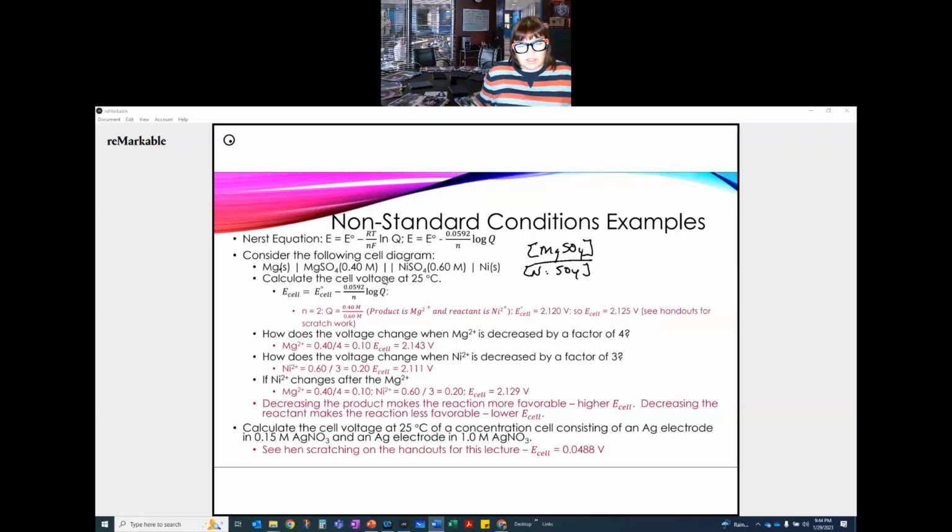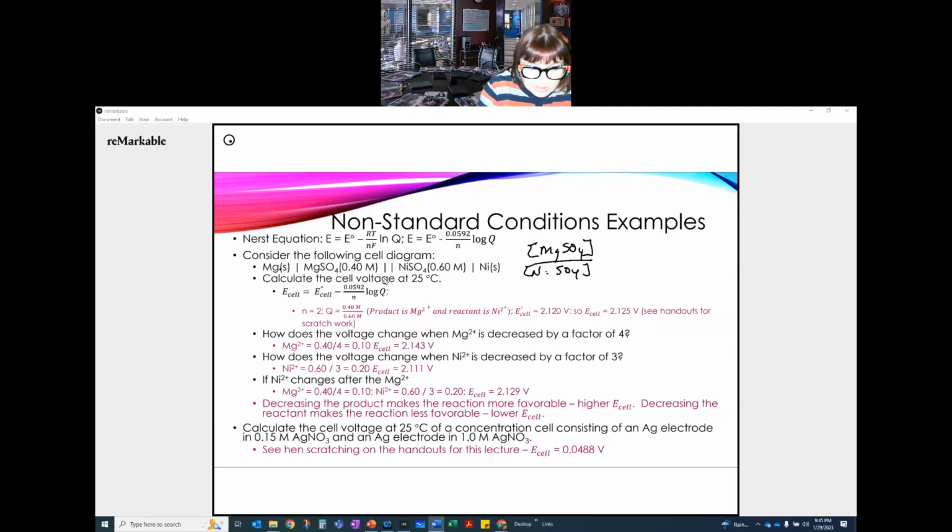How does the voltage change when Ni2+ is decreased by a factor of 3? So my Ni2+ goes from 0.6 to 0.2, and that gives me 2.11 volts. And if Ni2+ changes after the Mg2+, so Mg2+ is at 0.40 over 4, which is the 0.1, which we calculated in the first part, the Ni2+ equals 0.60 divided by 3 equals 0.20.